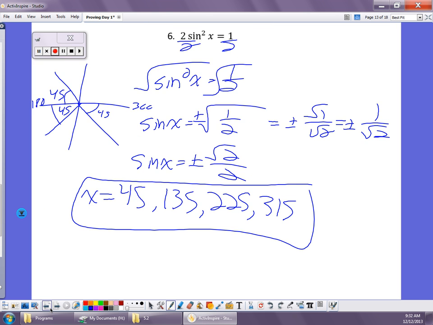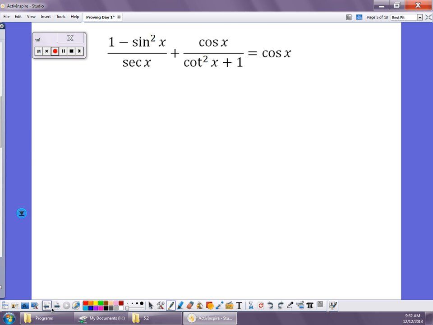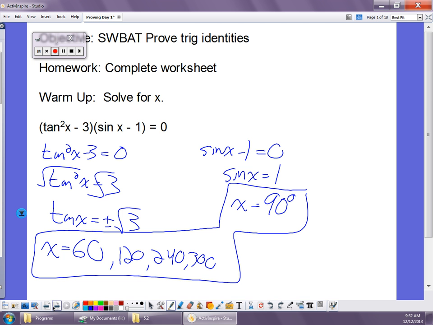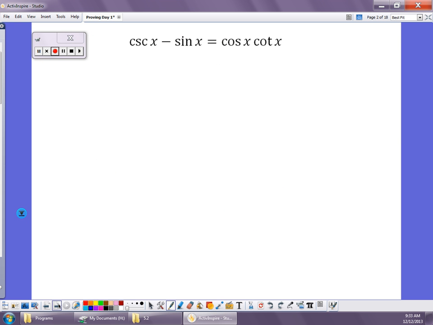So today's lesson is proving trig identities. So we've done simplifying, we've done solving, now we're doing proving, okay? The process is the same, it's just that now we have a different goal in mind. So you're going to be given something like this: cosecant x minus sine x equals cosine x cotangent x.